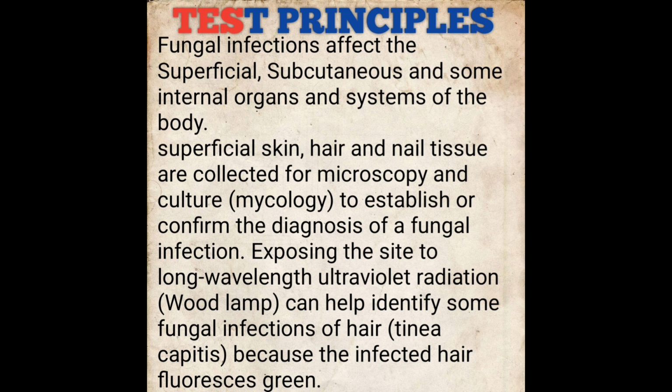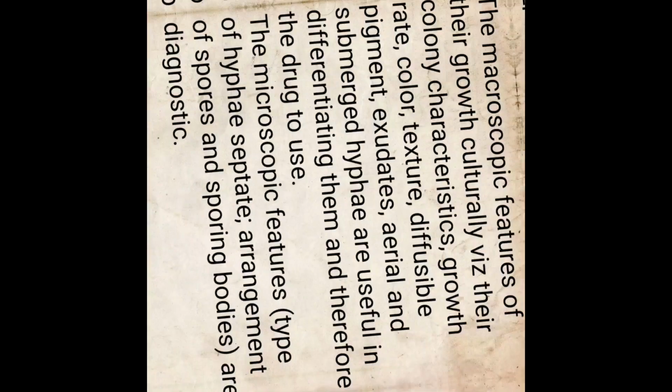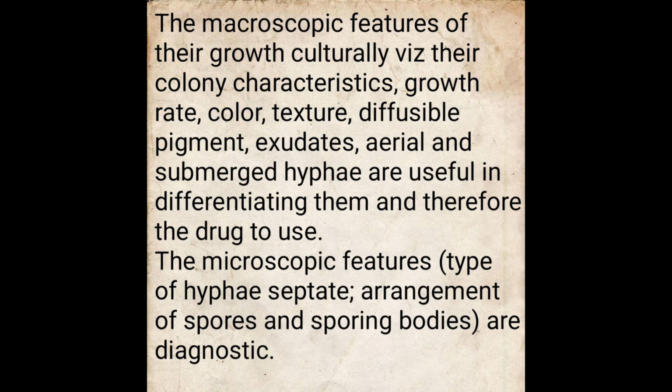Test principle: fungal infections affect the superficial, subcutaneous, and some internal organs and systems of the body. The superficial skin, hair, and nail tissues are collected for microscopy and culture, that is under mycology, the study of fungi, to establish or confirm the diagnosis of a fungal infection as different from a bacterial skin infection. Exposing the site to long wavelength ultraviolet radiation, called a Wood's lamp, can help identify some fungal infections of hair called Tinea capitis. The body one is called Tinea corporis, because the infected hair or skin fluoresces green, and that is diagnostic. The macroscopic features of their growth culturally, their colony characteristics, growth rate, color, texture, diffusible pigments, exudates, and submerged hyphae are useful in differentiating them, and therefore the drug to use is very important.